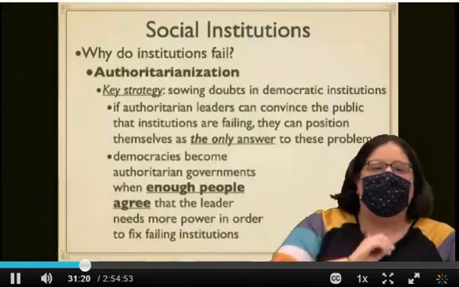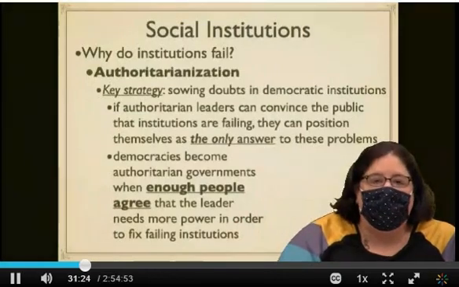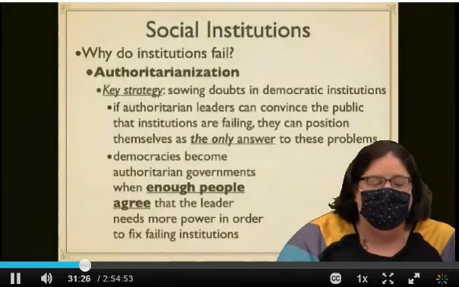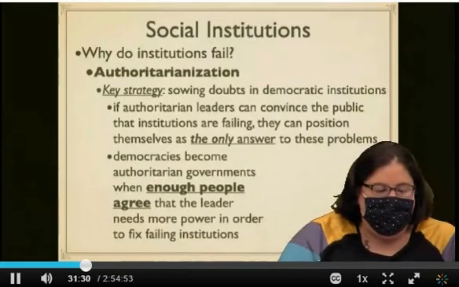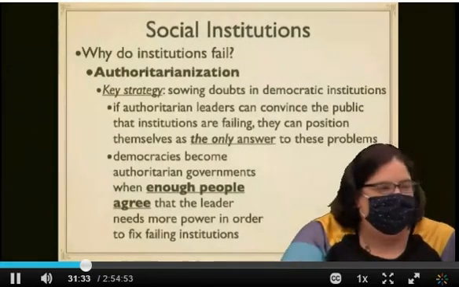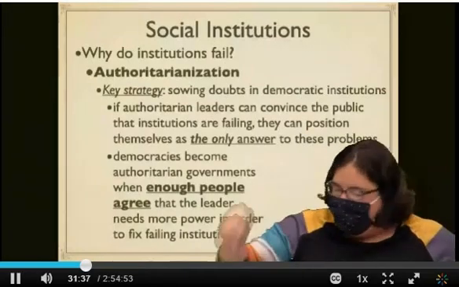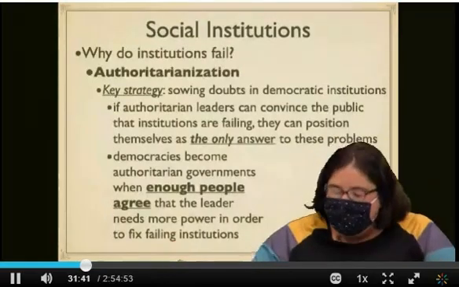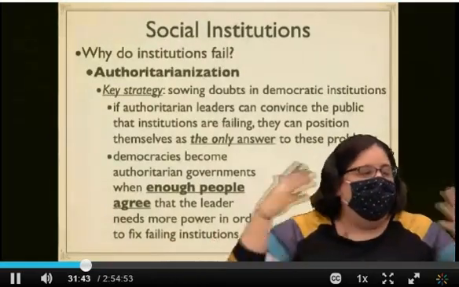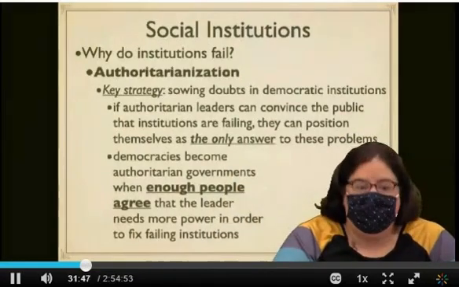Democracies can become authoritarian governments when enough people agree that the leader needs more power in order to fix failing institutions. If we think the bridges and roads are bad enough, our infrastructural institutions are failing, and only this guy will fix it, right? We will willingly give this guy power, and that person can then take that power and use it illegitimately.